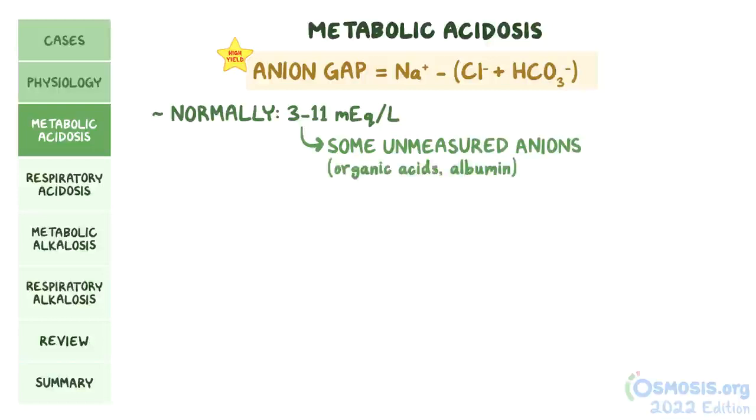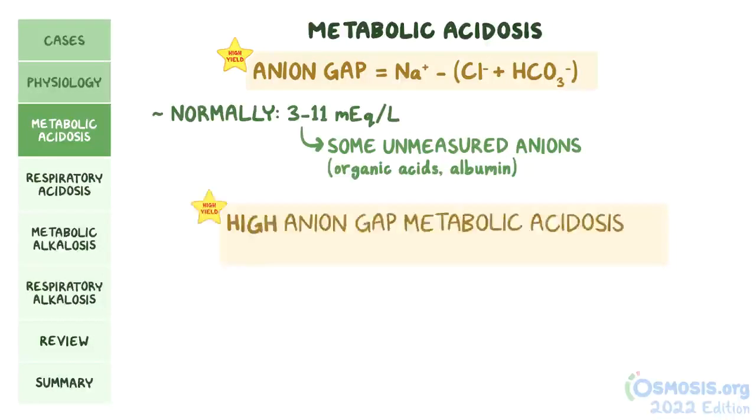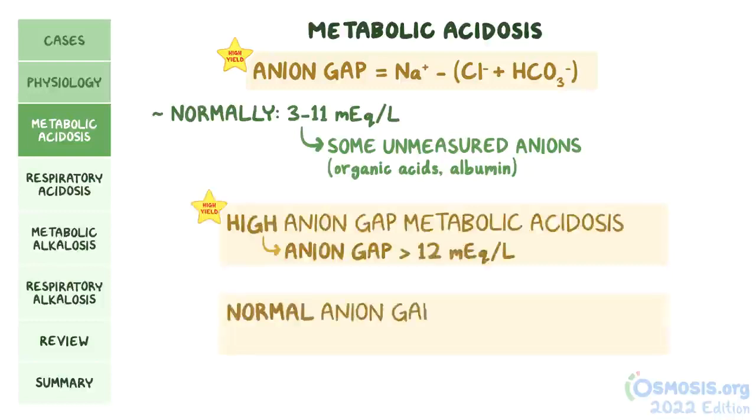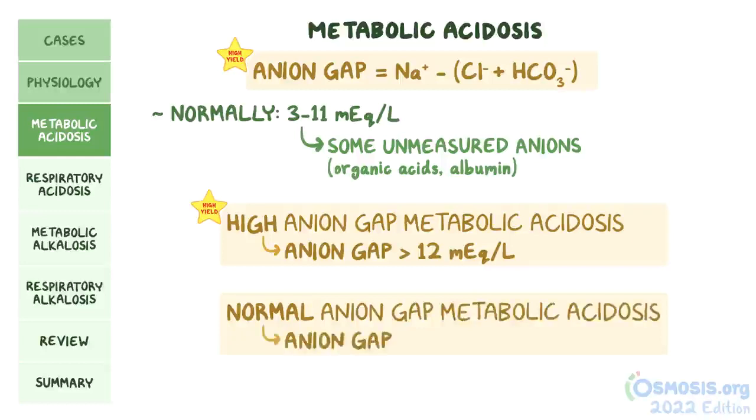Now, based on the anion gap, there are causes of high anion gap metabolic acidosis, which happens when the anion gap is above 12 milliequivalents per liter, and normal anion gap metabolic acidosis, which happens when the anion gap is between 8 and 12 milliequivalents per liter.